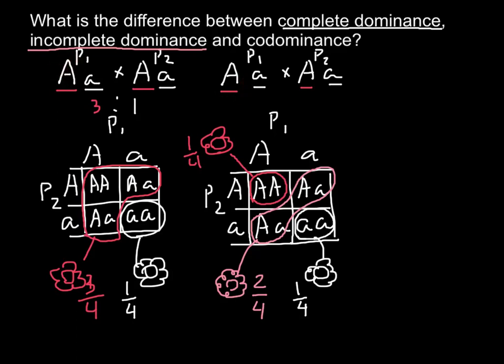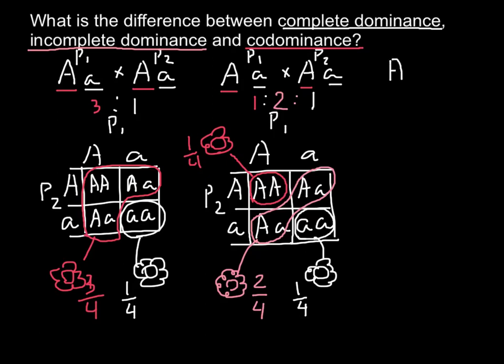And our ratio here would be 1 red, 2 pink, 1 white. So this is the ratio in this example. And the last example would be codominance. In this case, we have two alleles that are both dominant. So I cannot use the same letter A anymore. I would use A and B.